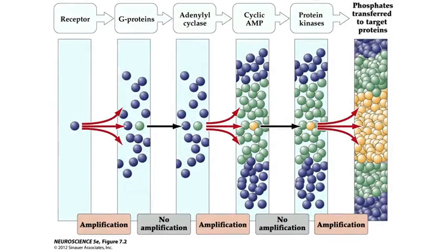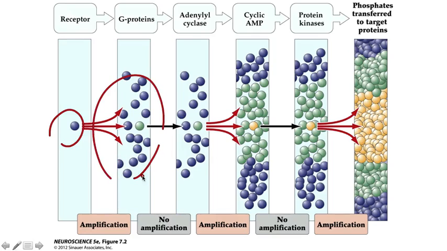Now, one benefit of the G protein-coupled receptor family is that there can be tremendous amplification of the signal as these metabolic steps play out. So imagine activation of a single receptor leads to the production of a fairly large number of G proteins. So there's amplification in this step.